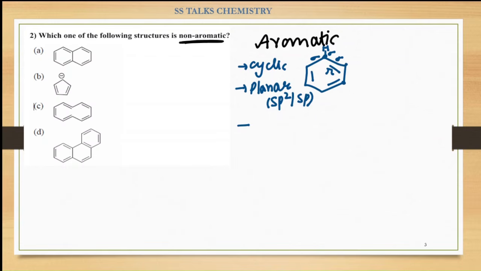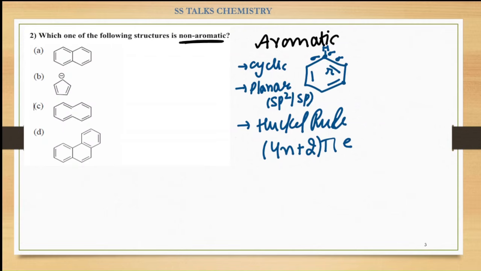Okay. Next, they should follow Huckel's rule. So what does Huckel's rule say? It says that whenever a system is cyclic, conjugated, and planar in nature, it should possess 4n plus 2 pi electrons, where n can be 0, 1, 2, 3, and so on. Various integers are possible.